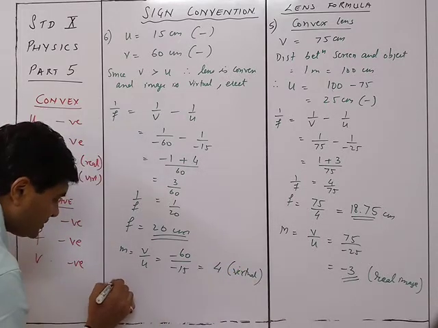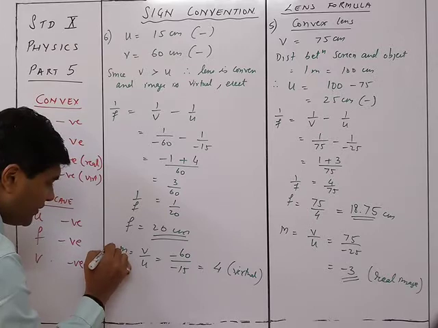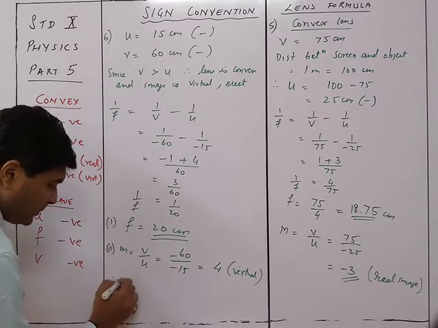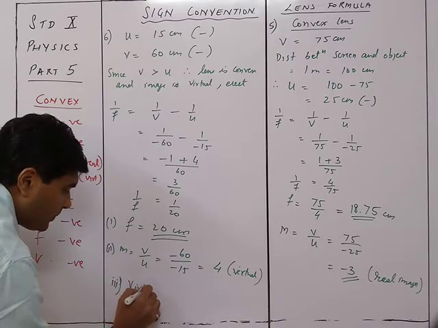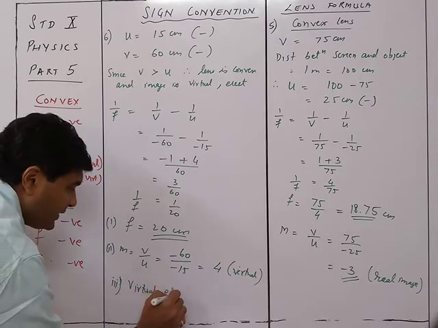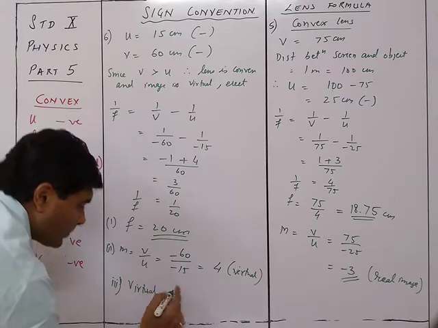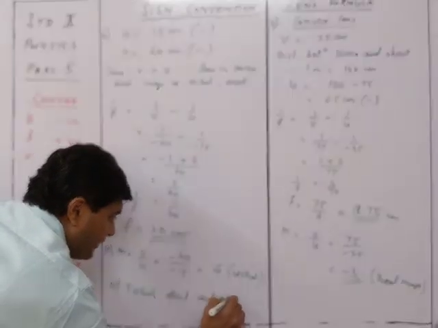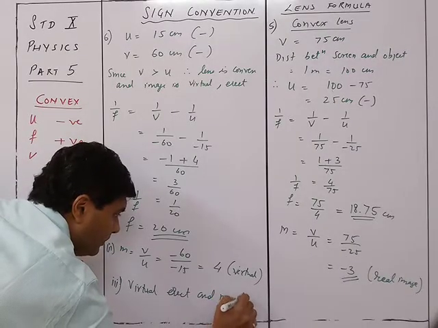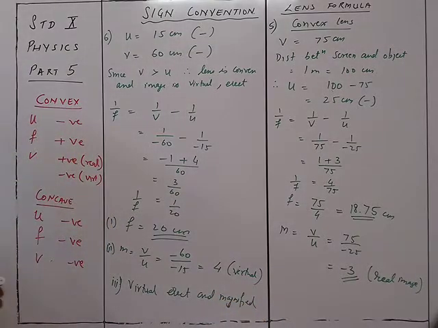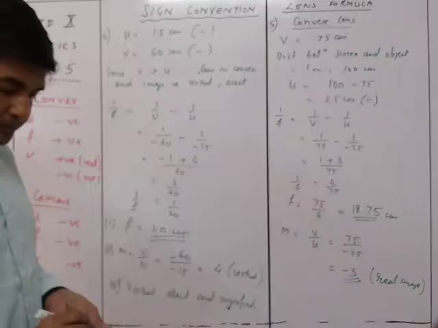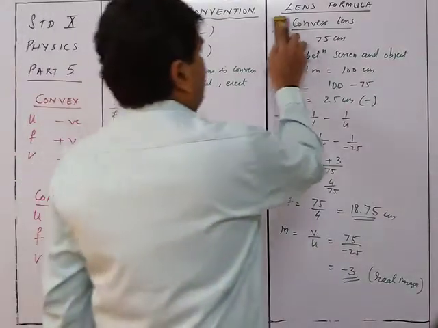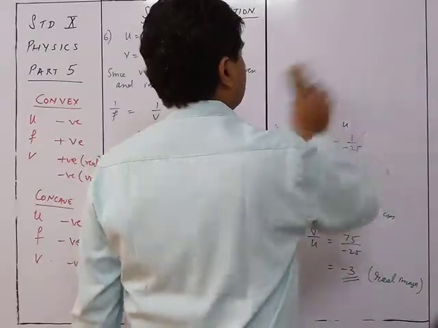Therefore the type of image, the third point, is going to be virtual, erect and magnified. The first part was the focal length, the second part the magnification, and the third part is the nature of the image. The image formed will be virtual, erect and magnified. See the next one, sum number 7.